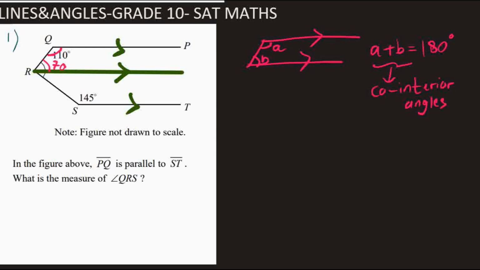Now let's go to this one. Well, this plus this will also be 180. Since this is 145, this will be 180 minus 145, which is 35. Now the angle QRS is the combination of 70 plus 35. So this angle 70 degree plus 35 equals 105 degree. That will be our answer.